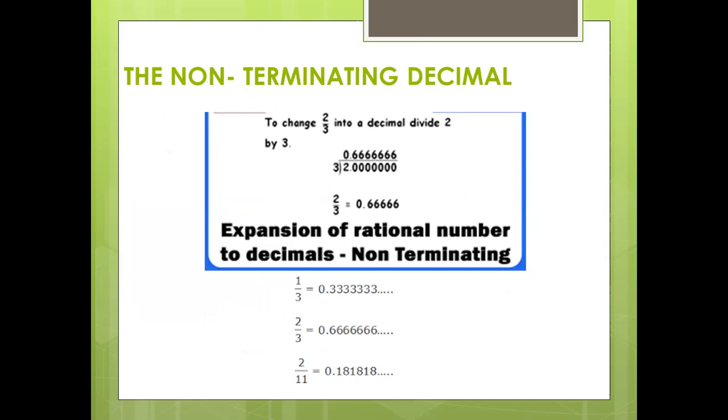So we have here examples of non-terminating decimals. We have 1/3. If we are going to divide it, our answer will just become 0.3333. You may get your calculator and witness this, and you will witness our non-terminating decimal. We also have 2/3, we will get an answer of 0.666 and so on and so forth. Also, we have 2 over 11, 0.18181818. So these are examples of non-terminating decimals.